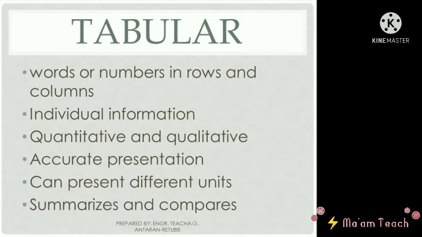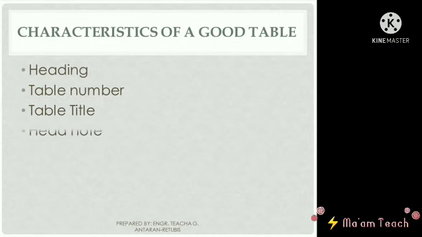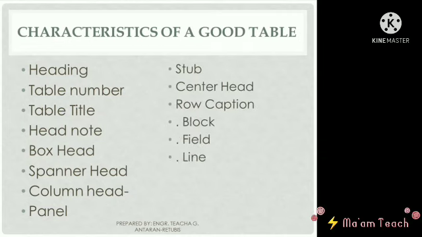That's why we have a general guideline on how to create a table. Here we have the characteristics of a good table, and these are characteristics, class, that your table should have, very important, so that the information you really want to tell is complete. Some of the characteristics are that it should have a heading, table number, table title, footnote, and style, row caption, the box head, field, line, cell, footnotes, source note.